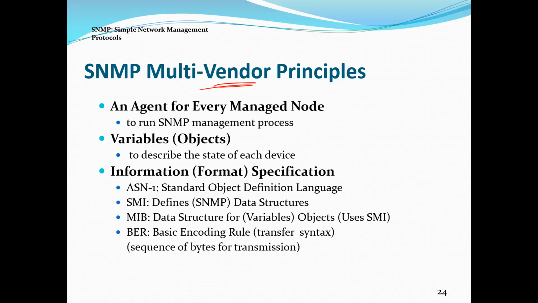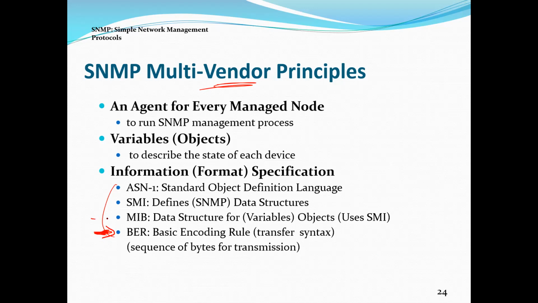As for the information specification, you have all these different specifications or formats: ASN.1, SMI, MIB, and BER. We don't have to worry so much about this, but I'll mention it. BER is the Basic Encoding Rules. That's actually the binary, the very low level, just how things are encoded into binary.